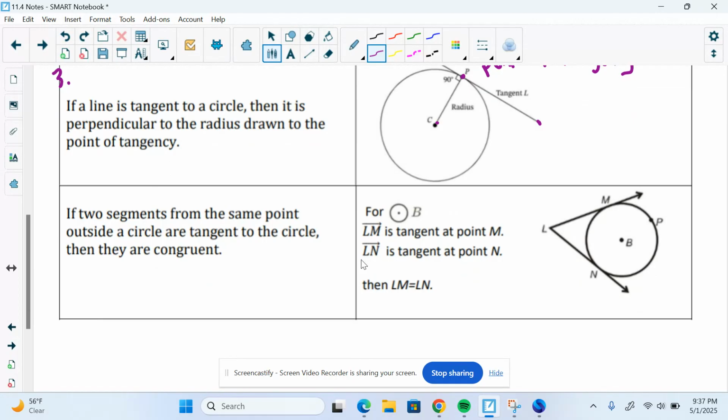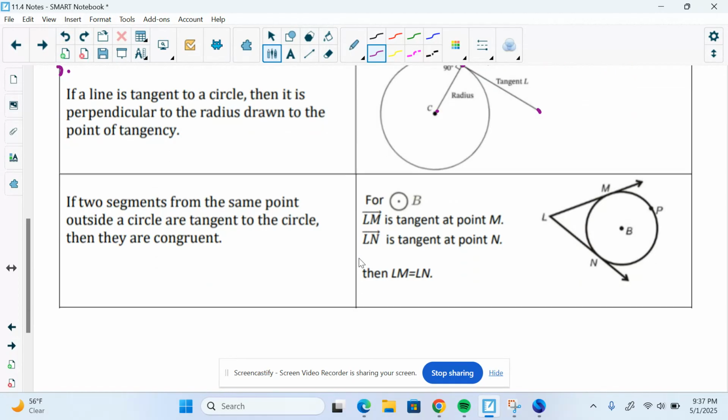Okay, the final theorem. If 2 segments from the same point outside a circle are tangent to the circle, then they are congruent. Remember, congruent means equal. When we're talking about line segments, they're equal length. So over here, I have a picture. We have a circle with its center at point B. That's this notation right here. It says LM. Notice the single arrow right there.